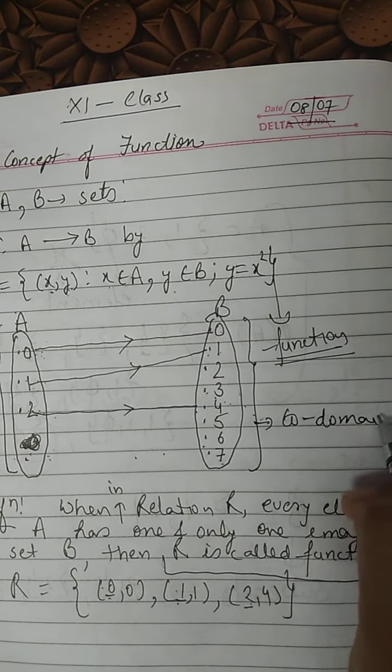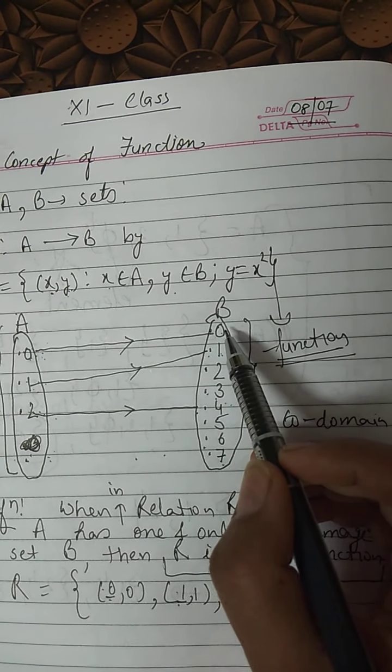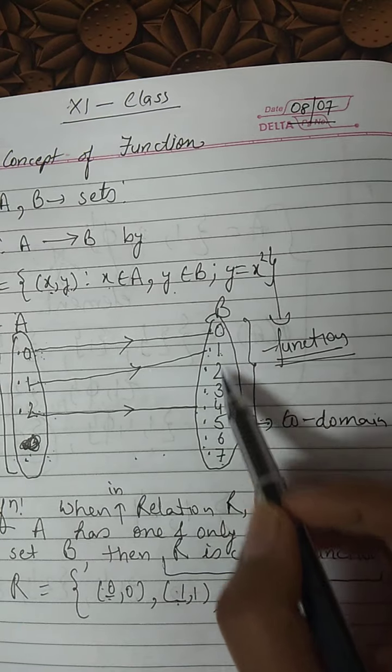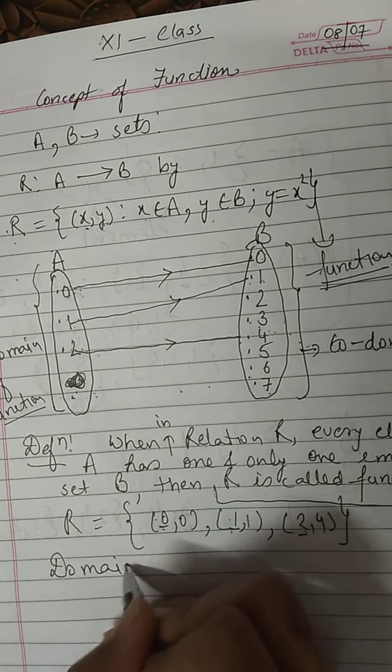It is called the codomain. And the collection of images, how many images do we have? 3 images, and these are 0, 1 and 4, and the collection of images will be called the range. So what is the domain here?